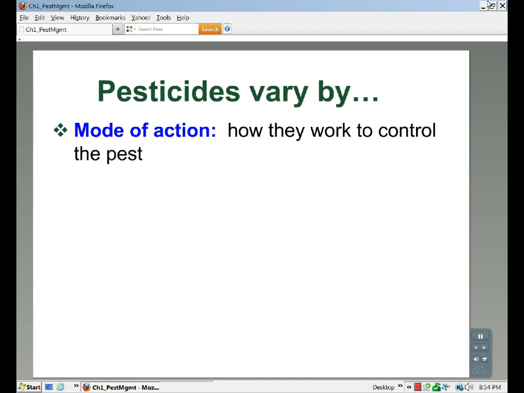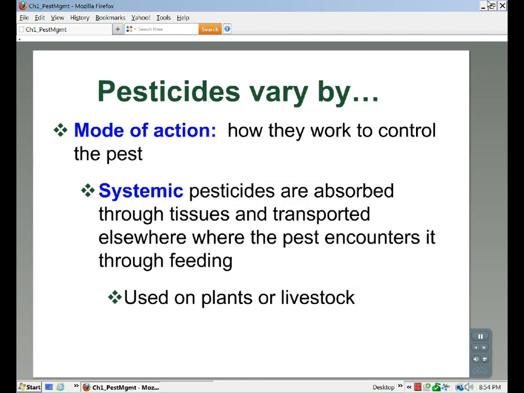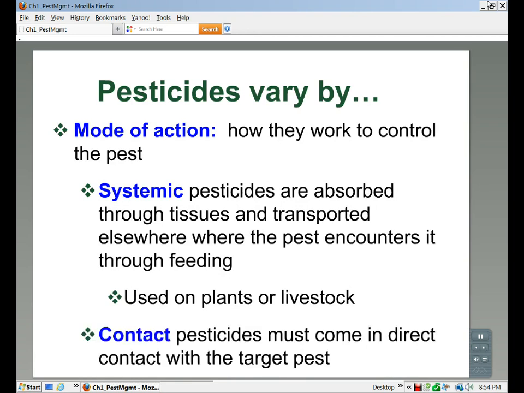Some pesticides are systemic and actually move through animal or plant tissues, and the pest encounters it when feeding on the animal or plant. Other pesticides work by contact action, like battery acid on your pants. You must make sure that you apply the material so that it comes into direct contact with the pest.